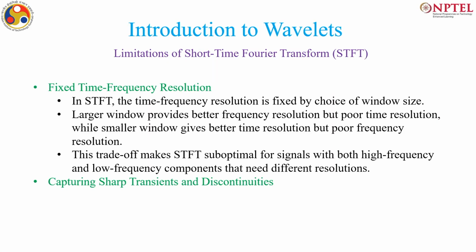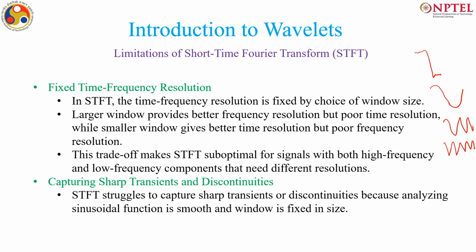The second limitation is capturing sharp transients or discontinuities. In many signals, say a signal is suddenly changing like this. If you use sinusoids, you have to use a lot of them to represent it. This is one sinusoid of a specific frequency, then another sinusoid of higher harmonic, then another fast varying sinusoid. So a lot of components will be used to approximate this kind of sharp change in the signal.